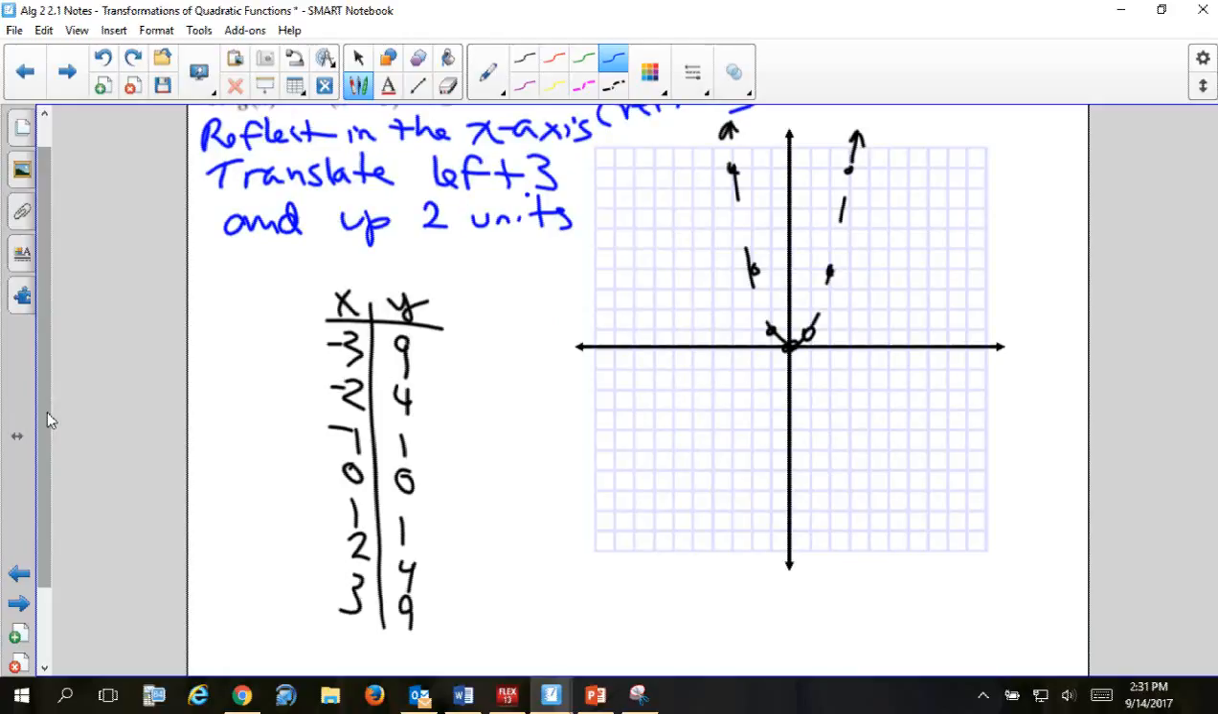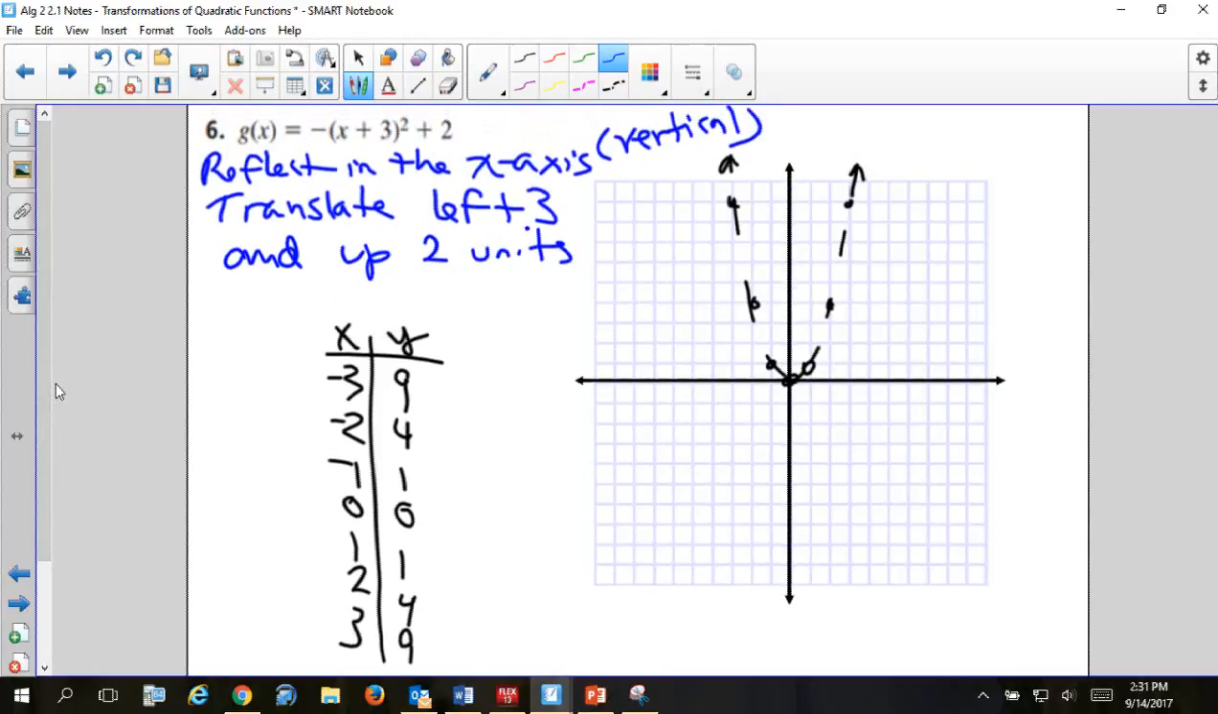So we're going to do the multiply by -1 first. But does that go to my x's or my y's? The reflection, is that to the x's or the y's? If it's vertical reflection, we multiply the y's by -1. So all my y values, -1. Just changes the signs.